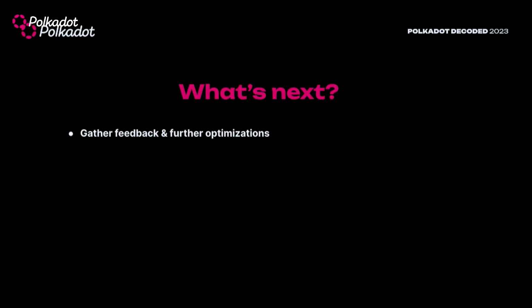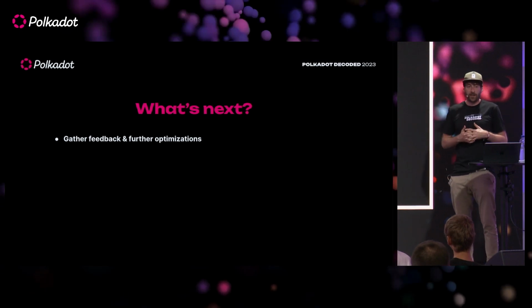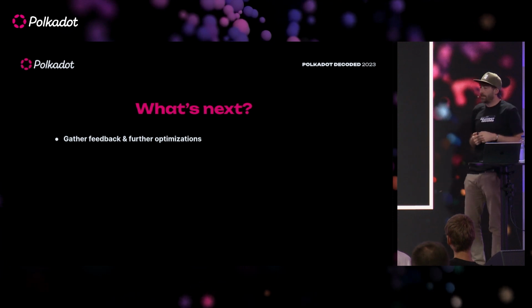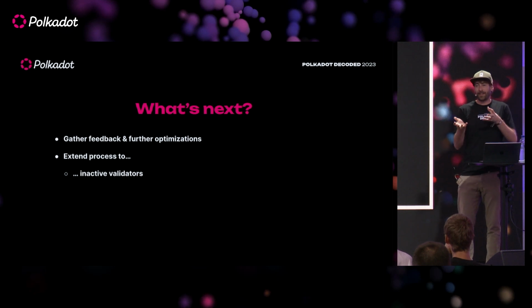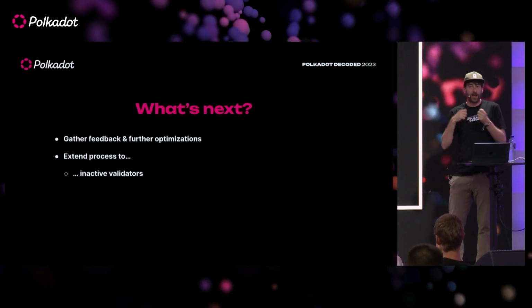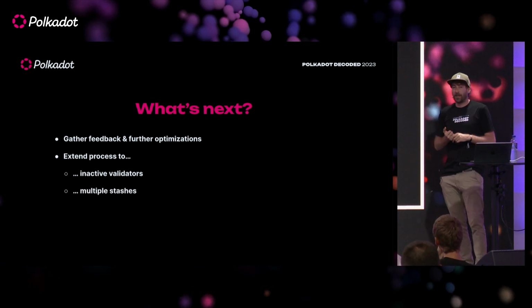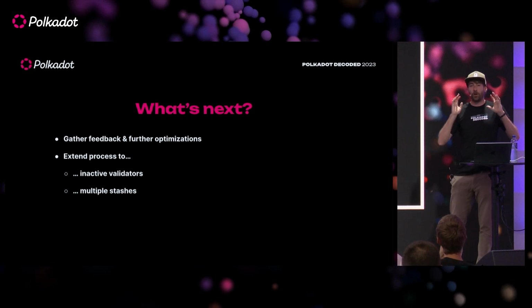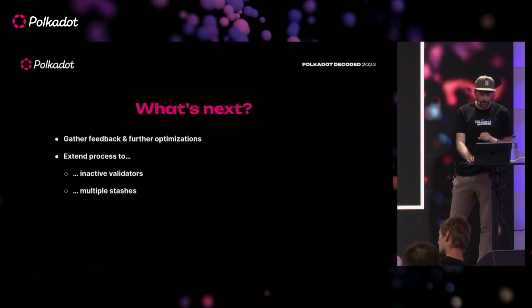So what's next? I actually want to have an iterative approach here. I want to gather feedback, put it out in the wild, have people use it, and be open for feedback and try to optimize the whole process. And I want to extend the process to inactive validators, because they cannot be compared properly with active ones, but find some way to mix in some inactive validators. And then a very important thing is to have multiple stashes, because you probably don't want to nominate the same nomination with all the stashes, but have some diversity there.